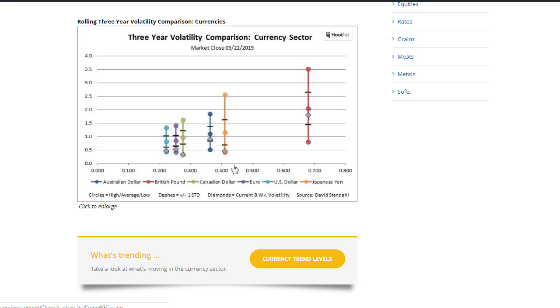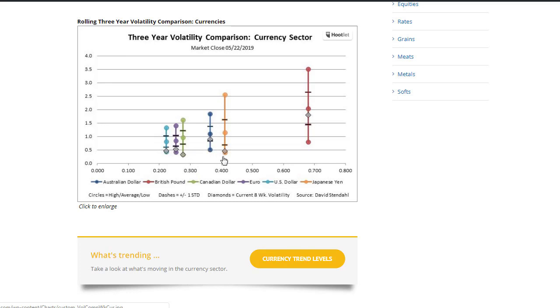Green is the Canadian dollar. This orange, kind of yellow color is the Japanese yen, and over here the very volatile one is the British pound. And what you'll see here is a volatility look back for the last 3 years, not forever and ever, just the last 3 years.